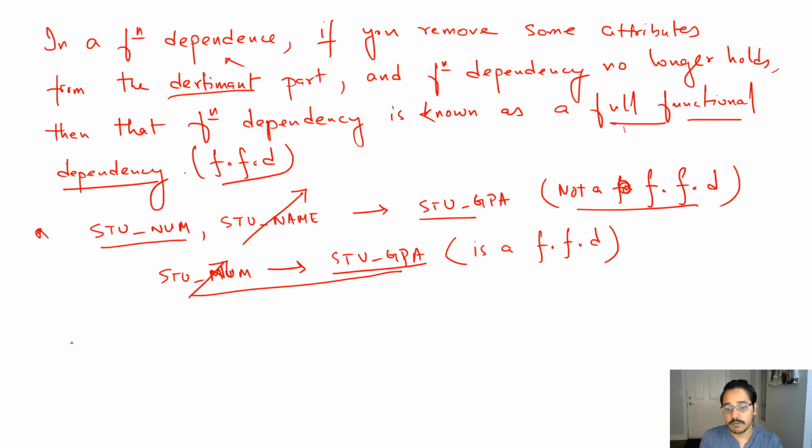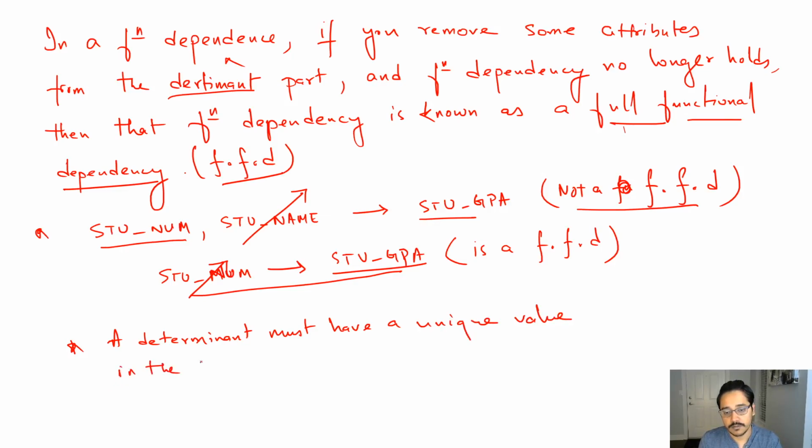So you have to keep in mind that regardless of whether it is a functional dependency or a full functional dependency, a determinant must have a unique value in the table. This is very important. Okay.